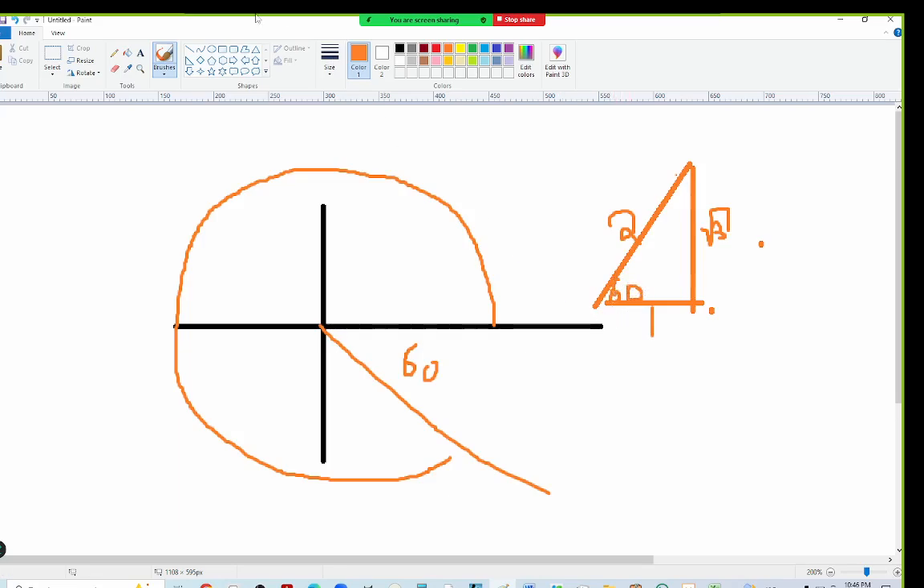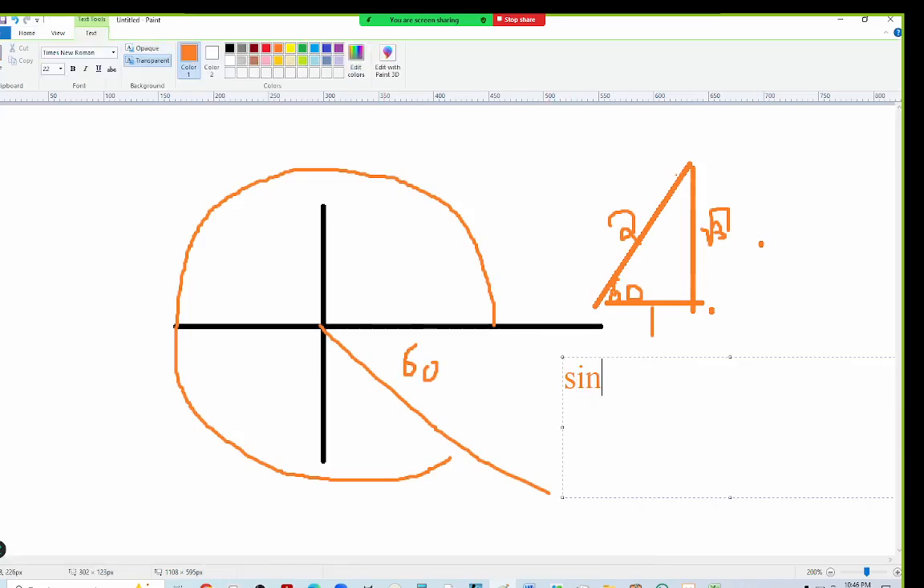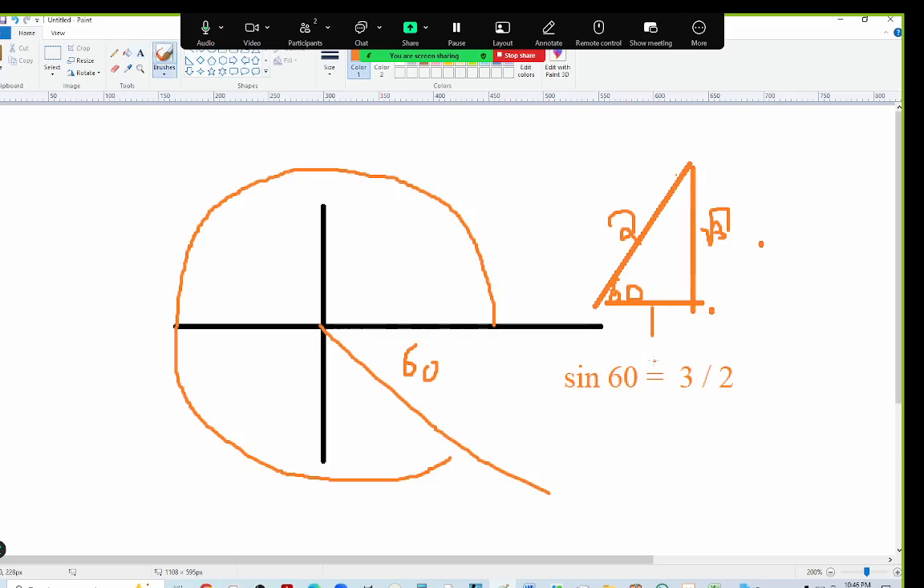Can you tell me, SOHCAHTOA, what the sine of 60 would be? Square root of 3 over 2. Yep. Opposite over the hypotenuse. Square root of 3 divided by 2. That is the correct answer. So that means it's also the correct answer for sine 300, with one minor exception.